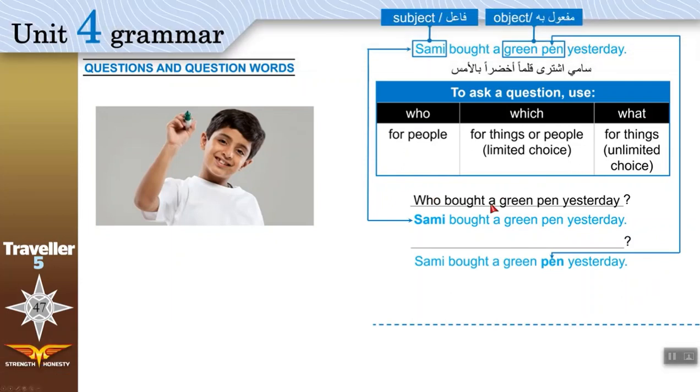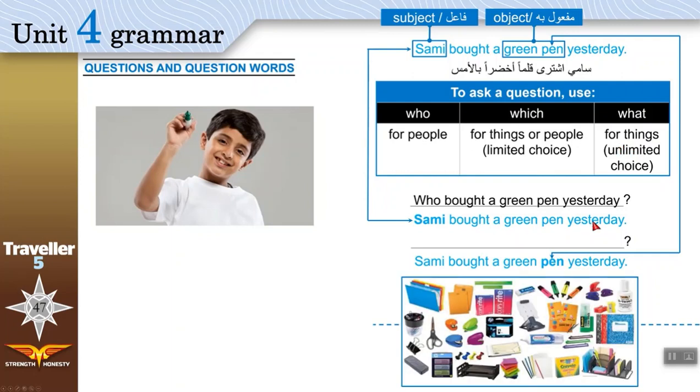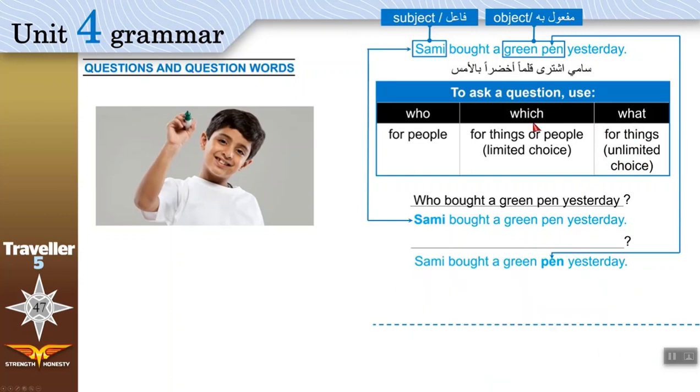Okay. We know that Sammy went to the store and he bought something. We want to ask about that something. He bought what? We will use what, not which. Why? How many things can you buy from stores? Thousands of things. You can buy a lot of things in the store. Maybe he bought this or that. A lot of things you can buy from a store. Unlimited choice, we will use what, not which.